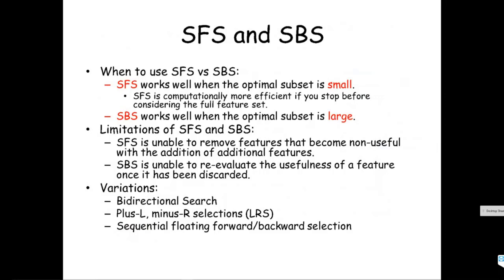And SBS may find a better accuracy because you are starting with all of them in the set, but you're going to end up with a subset that's large. So it will have a tendency to have a larger feature set rather than a smaller, more minimal set of features. Okay. So the limitations are that SFS is unable to remove features that become unuseful as you iterate over the search space.